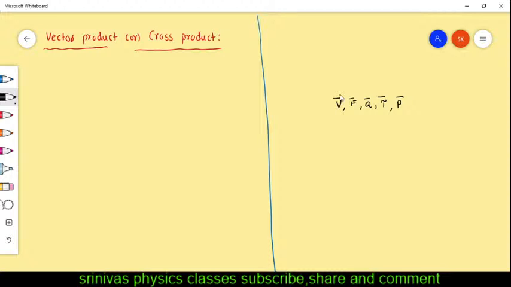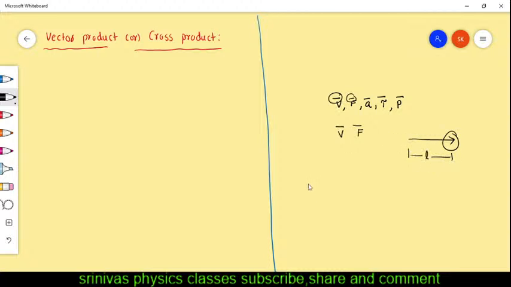A vector can be indicated with a bar like this. We have to write a bar. V means velocity, velocity bar, velocity vector. F means force, force vector, like this. A vector is also generally indicated with an arrow. This head shows the direction and this length gives the magnitude.